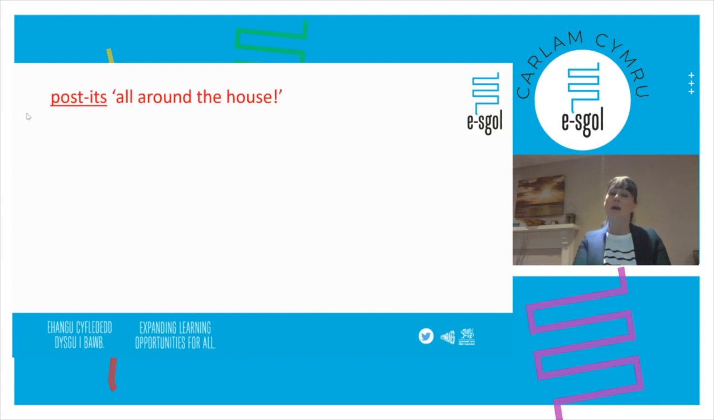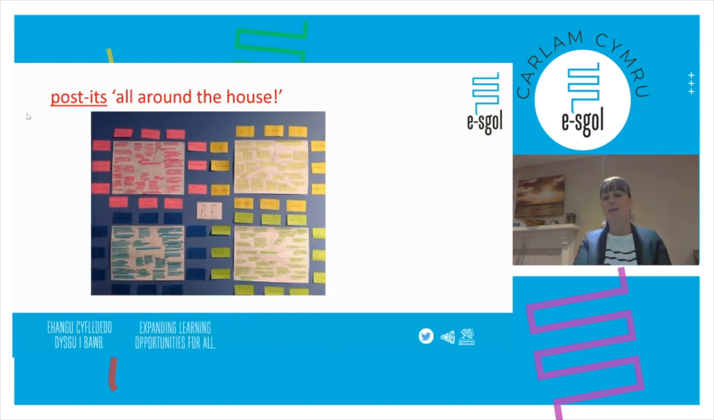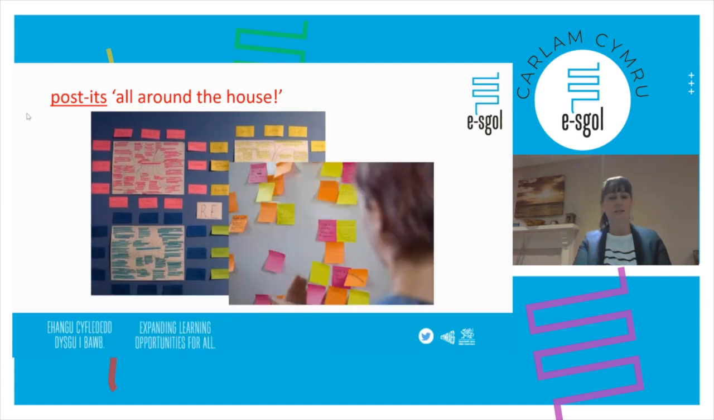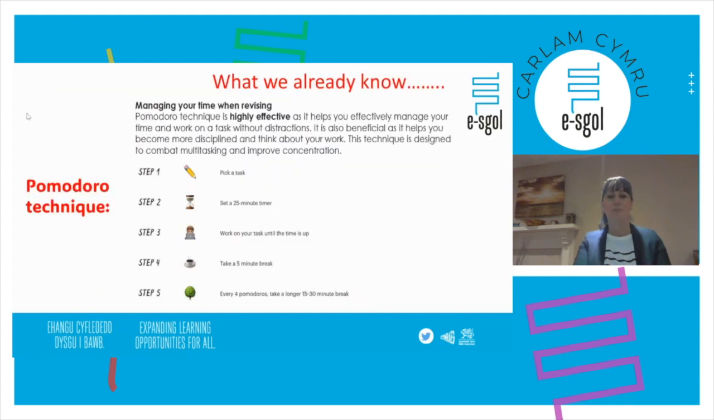And also how useful post-it notes are, having them all around the house to help you with your revision. And we looked at these two examples where you could put post-it notes anywhere around the house just to keep the information short, sharp, and things that you could look at and remember in short chunks of information.